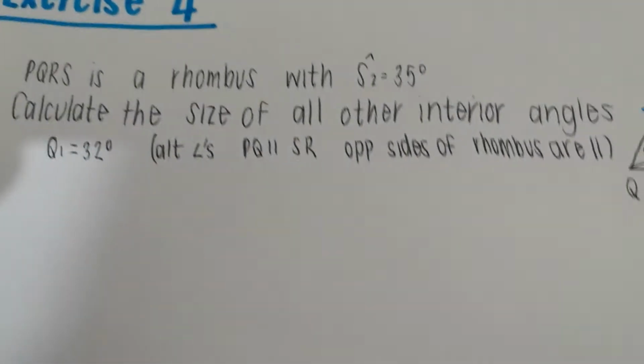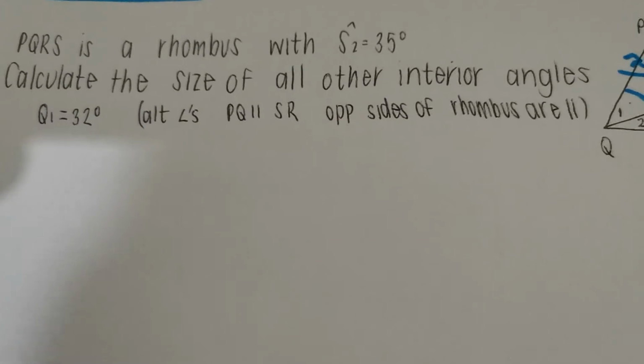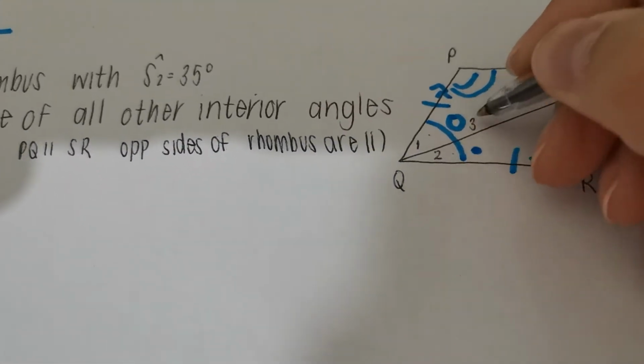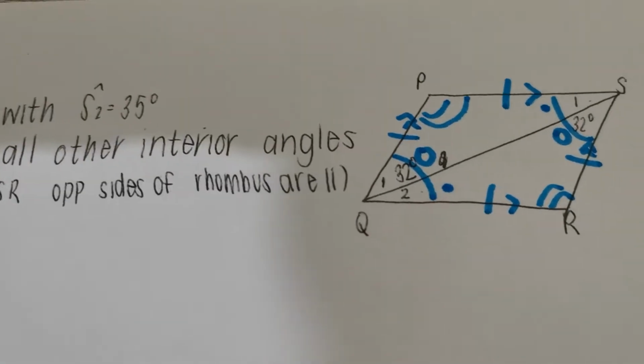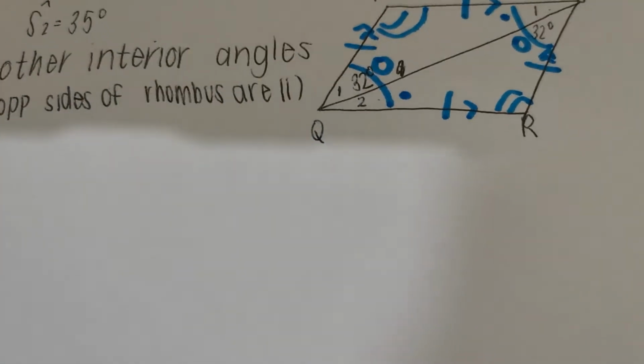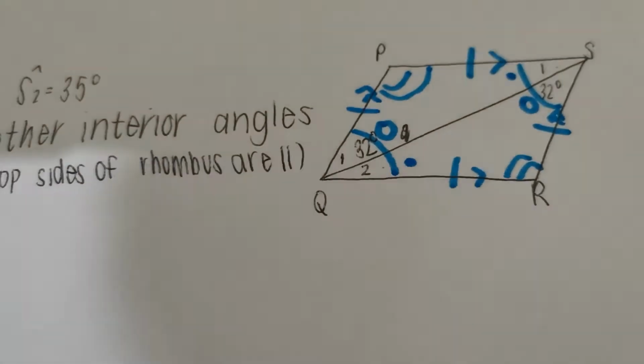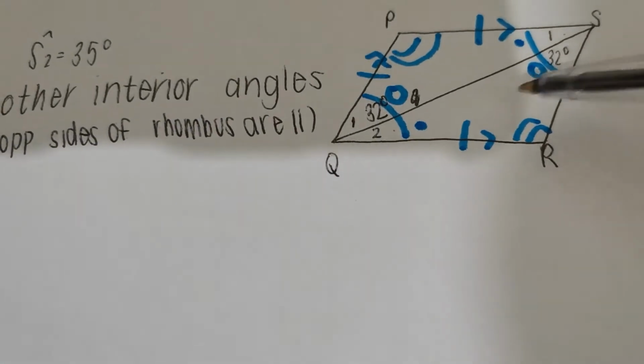Here we go. I wrote my full reason how I know this. Once I get that, I'm going to fill this in. Let's fill it in over there. This here is 32 degrees. Right, what else do we know? We know that, what's this?